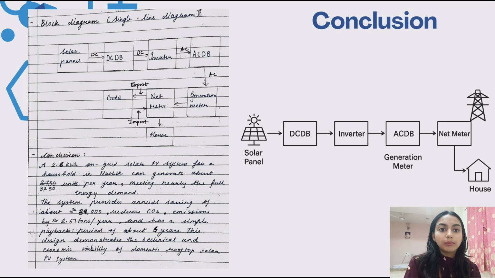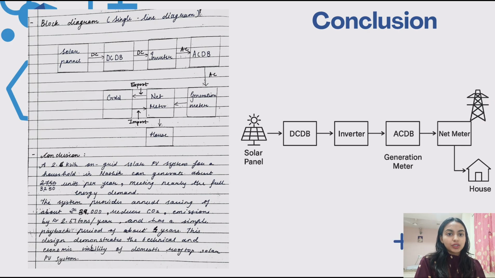So now let's study the block diagram. I have given two pictures. One is my handwritten and one is the one I have made. So you can clearly see the block diagram. The block diagram shows the proper flow, which is the solar panels, DC DB, inverter, AC DB, generation meter, net meter, grid and house, and all the workflow which is going to happen after the installation. When solar energy is available, it powers the house directly and sends excess electricity to the grid, as we know.